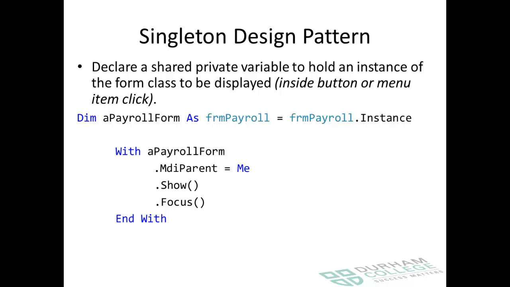You also need the variable inside the calling method, so in this case it's going to be inside the parent container, probably on a menu item click or a button click. You just go ahead and declare a payroll form instance using that instance property procedure. And then of course, to make it a child, you simply set the MDI parent property equal to Me, being the current form, or in this case the parent container.